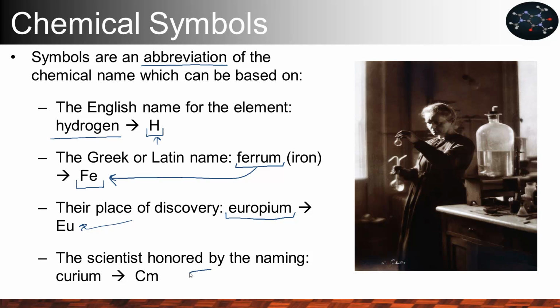Sometimes, especially with the elements really far down on the periodic table, we have elements that are named after the person who discovered them. Or we honor another scientist, perhaps, just as a great scientist by naming an element after them. So, for instance, curium, uppercase C, lowercase m, is designated the symbol for that element.